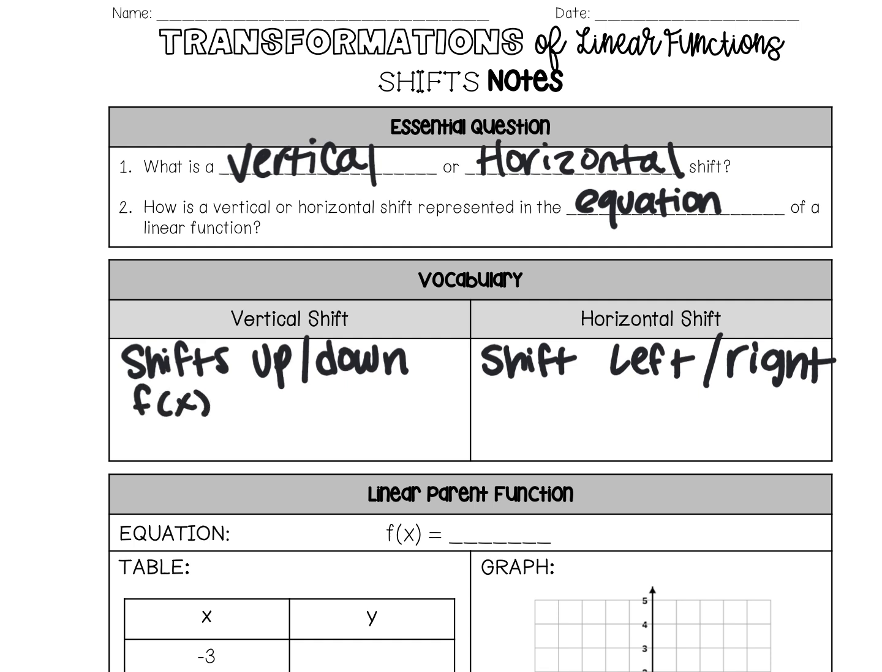F of X plus K is when you shift it up. You're changing the input. So you're adding K to the input. K is any number. When you shift down, you're subtracting from the input. In both cases, did I say input? Sorry, output. In both cases, you're changing the output by either adding or subtracting from it.